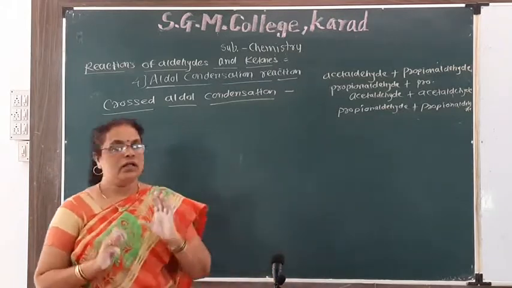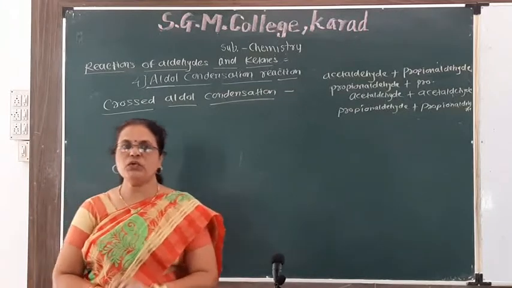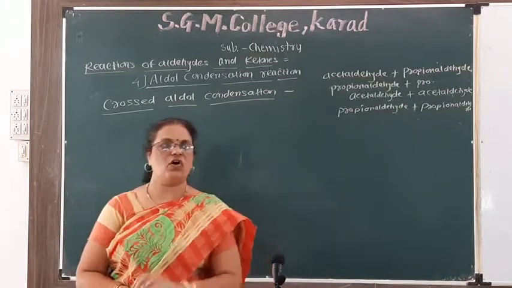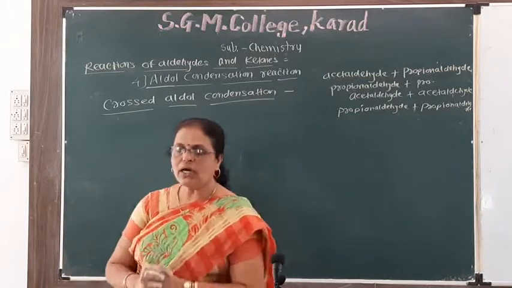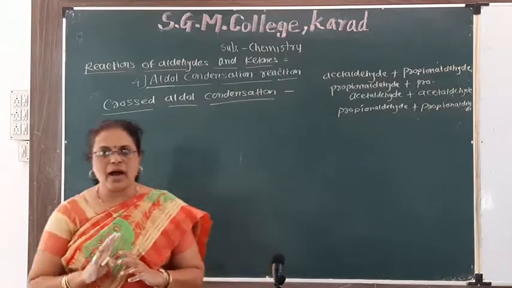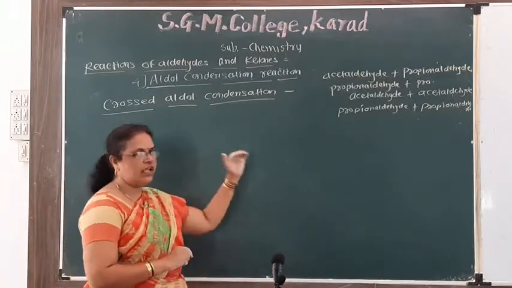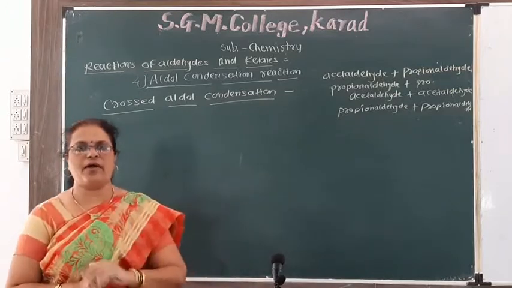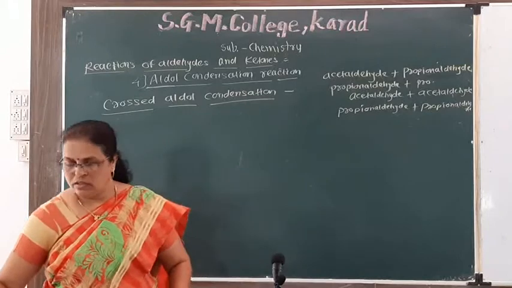Here this crossed aldol condensation reaction takes place between two different aldehydes or two different ketones, and both the aldehyde or ketone contain two alpha hydrogen atoms each. Then this gives four products. Four products are formed.